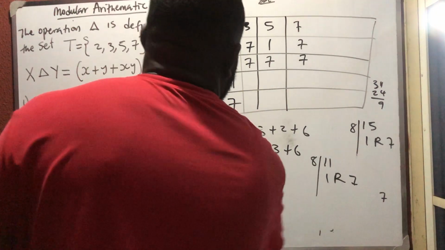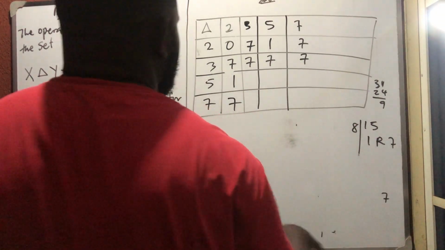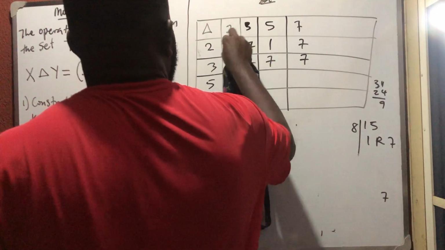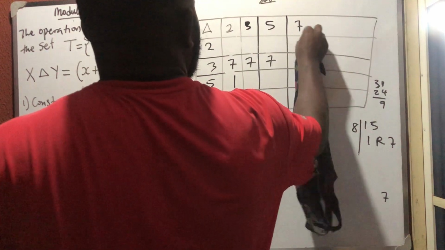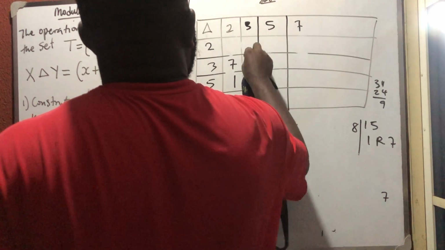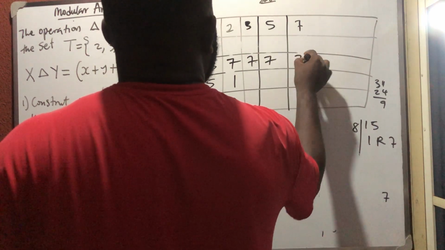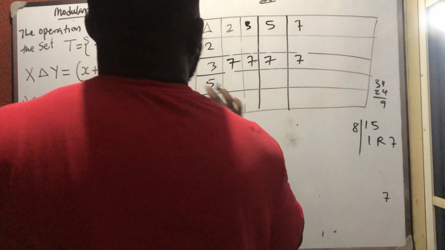Are you sure I got the rest? But let me start afresh so that I will not make mistake again. So permit me to start afresh. But I got this one anyways. Here is 7. So let me start afresh.